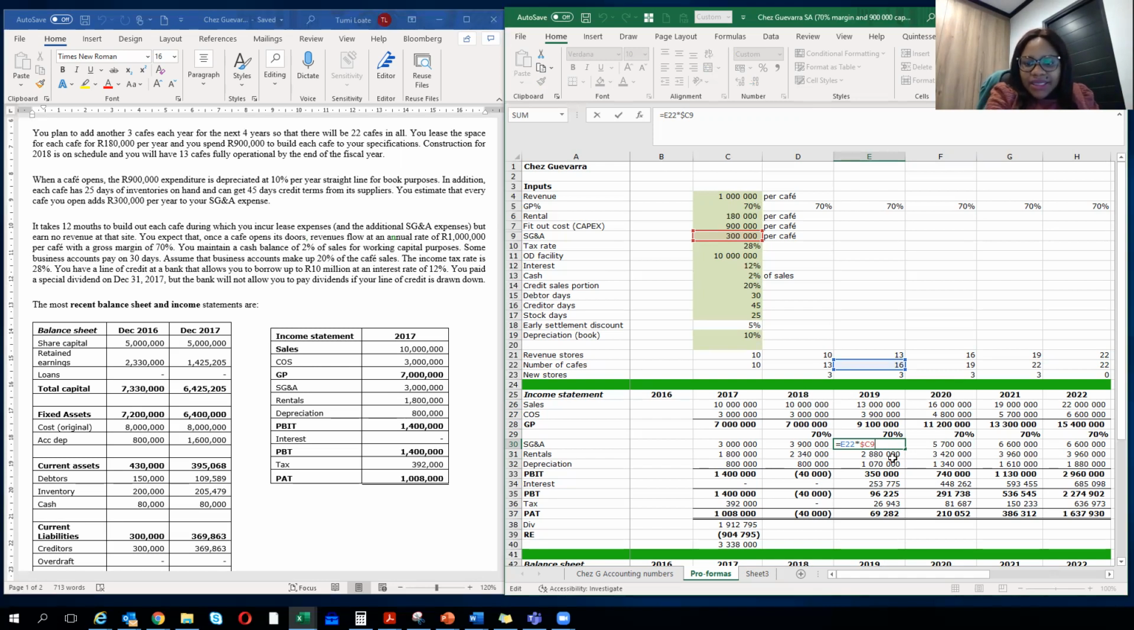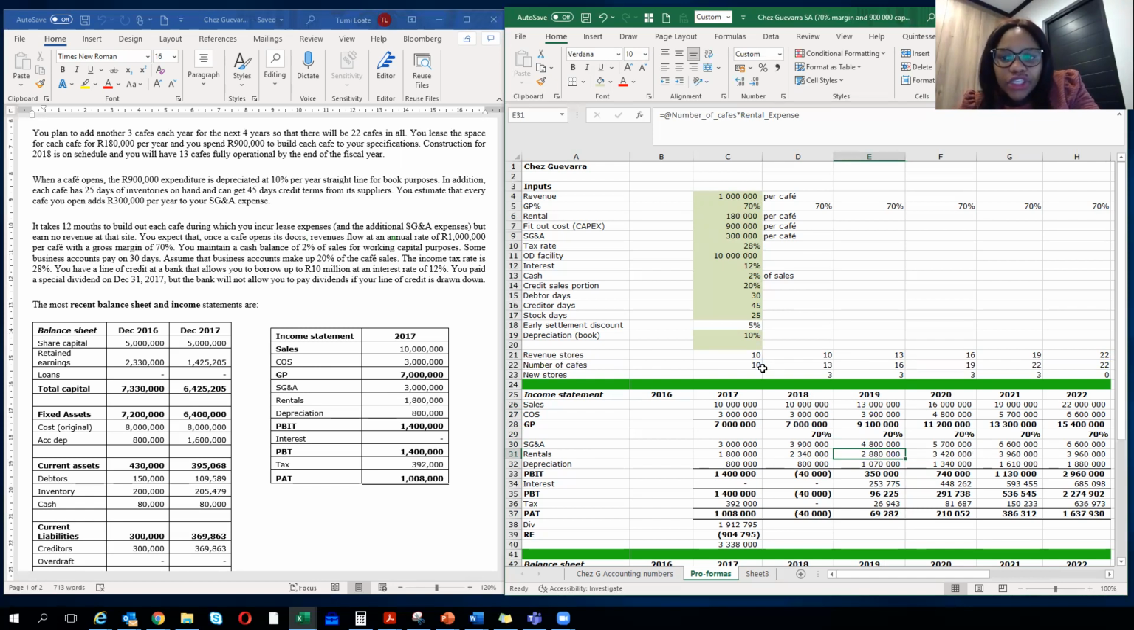Your rental is the same exact thing that you're doing with the SG&A. You're bringing in the total number of stores, which is 16, because you're constructing the additional 3. 13 are in place. You multiply that by 180,000. Once you've set up your Excel nicely, this should be quite self-explanatory. All you're doing each year is pulling your SG&A expenses and your rental cost from the table you've created and multiplying it by the number of cafes, because you start incurring the costs even if you're constructing those 3 additional stores in that year.